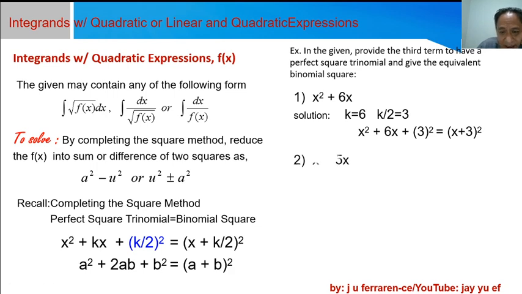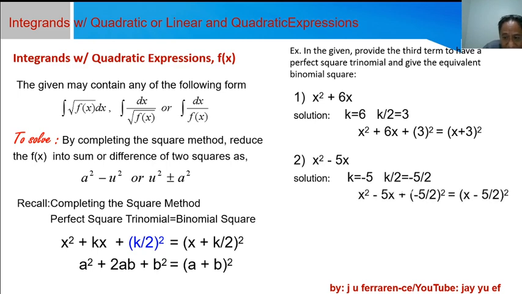Second, if I have x squared minus 5x, my k is negative 5. Half of k is negative 5 halves. So what is the term to be inserted? I have x squared minus 5x, so the term is minus 5 halves, then put that into square. Actually, they're square roots. And then you have the binomial square: x minus 5 halves, because this is negative 5. So x minus 5 halves, or the square of x minus 5 halves.